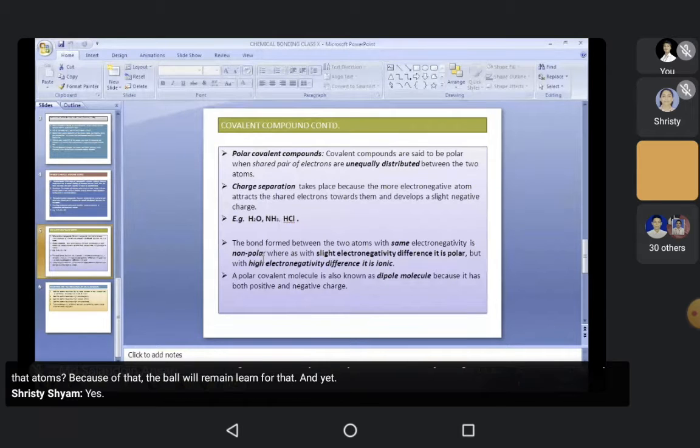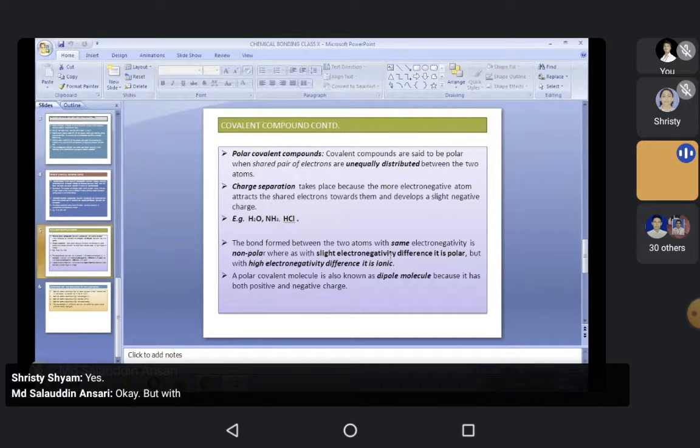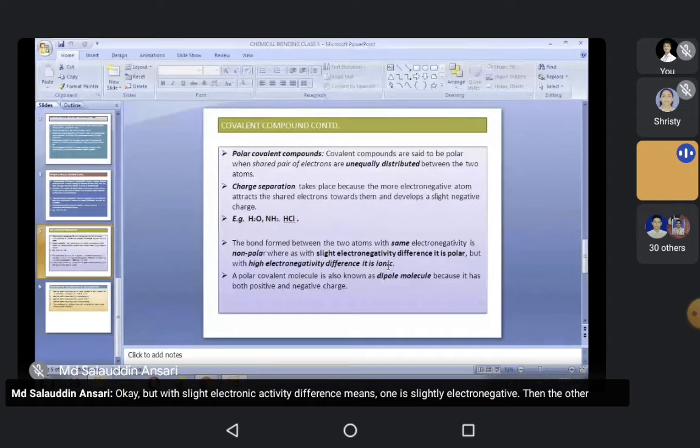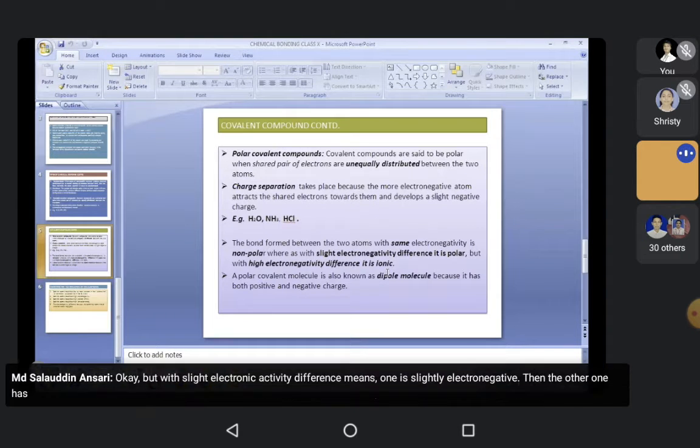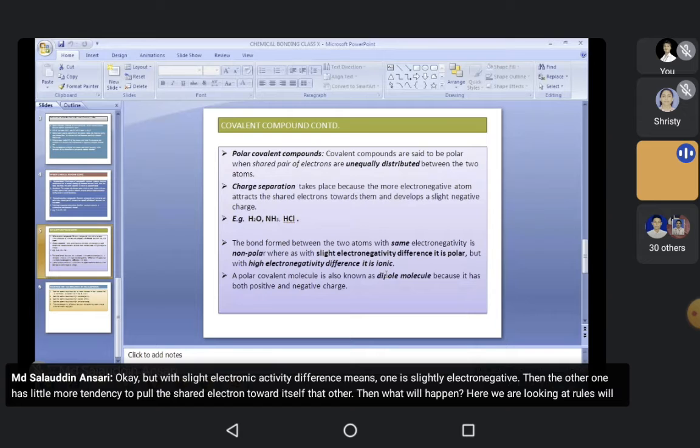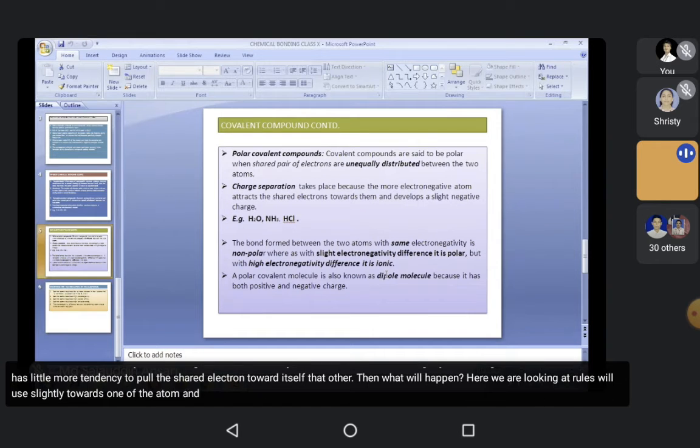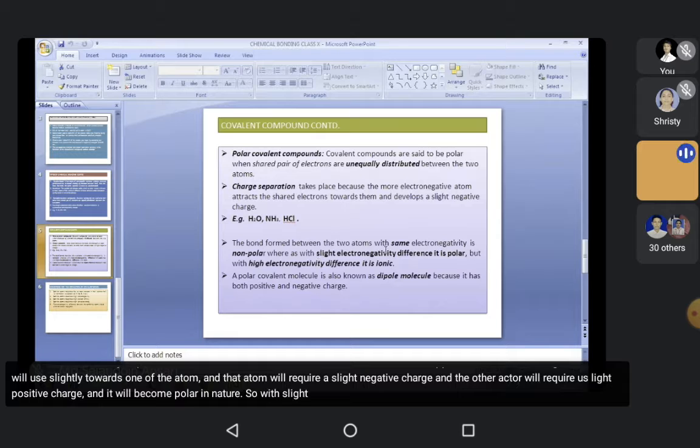Yes, sir. Okay. But with slight electronegativity difference, it means one is slightly more electronegative than the other. One has a little more tendency to pull the shared electron toward itself than the other. Then the shared pair of electrons will move slightly towards one of the atoms, and that atom will acquire a slight negative charge, and the other atom a slight positive charge, and it will become polar in nature. So with slight electronegativity difference, it will be a polar covalent bond.